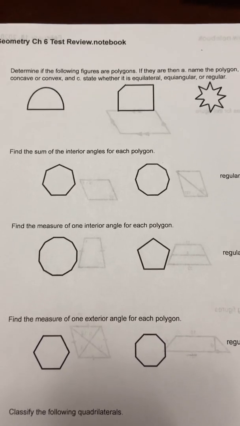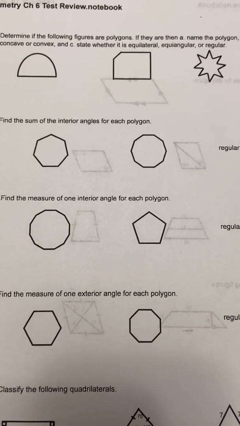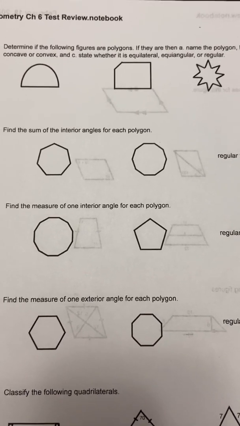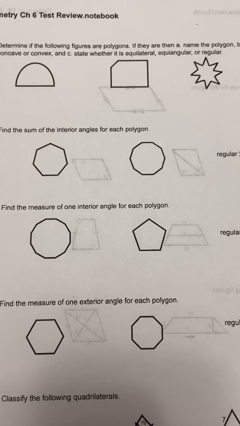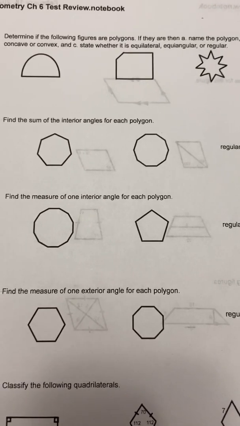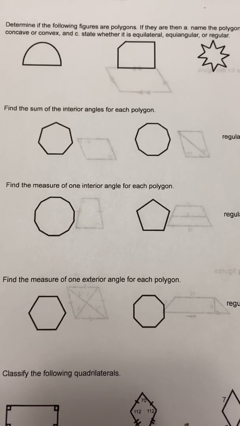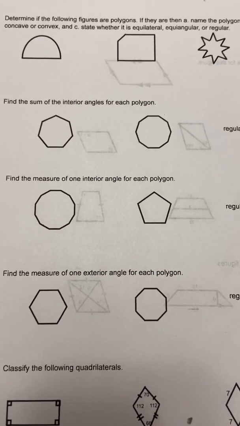Okay, today we are looking at the Chapter 6 test review. The first section of this review says determine if the following figures are polygons. If they are, then A, name the polygon. B, state whether it is concave or convex. And C, state whether it is equilateral, equiangular, or regular.